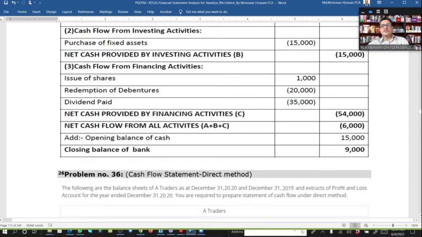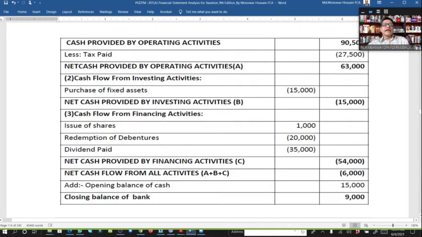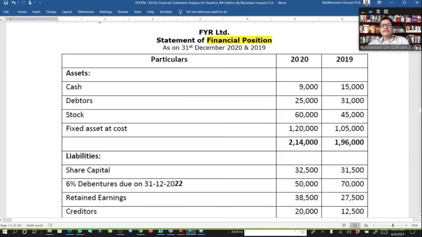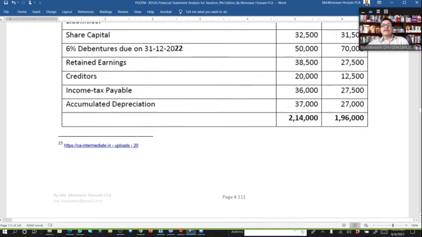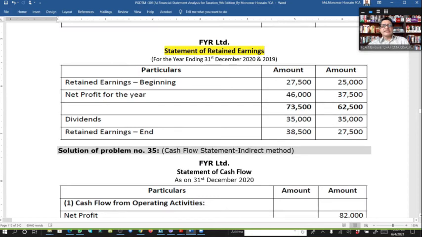It is the cash flow for the indirect method that begins from the balance of the profit and loss account. And then another two items, cash flow from investing activities. So purchase of fixed asset 15,000. How does this 15,000 come here? Look here, this fixed asset balance in the year 2020 is 1,20,000, but in 2019 it was 1,05,000. So the difference of both amounts is 15,000. Here it also says fixed asset at cost, so it is the cost value of fixed assets. So 15,000 cash purchase for the investing side.